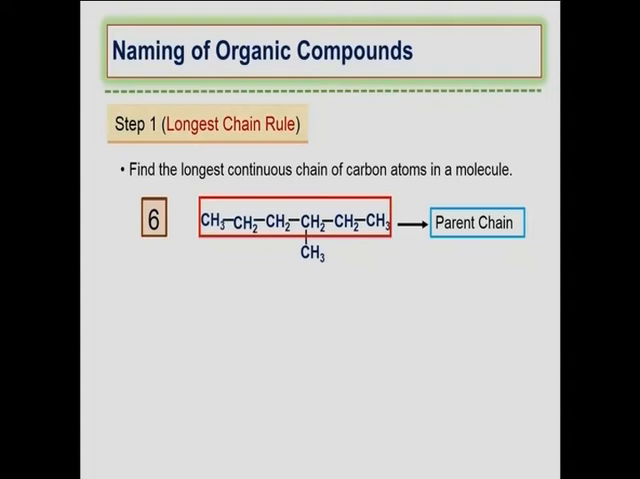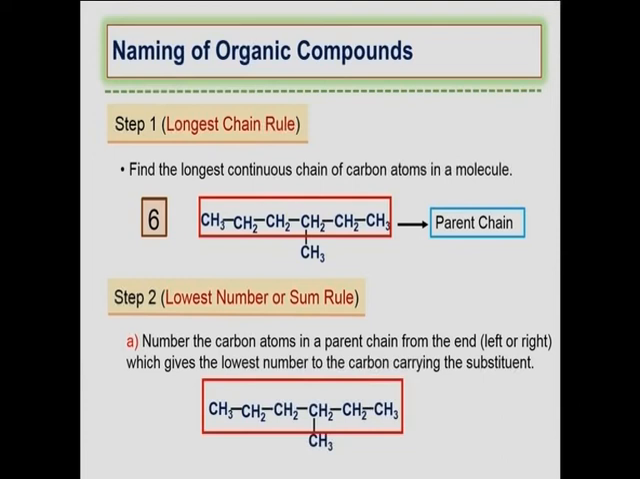So parent chain means the longest continuous carbon chain. And the next rule that we have is the lowest number rule, or we also call it the lowest sum rule. So here what we do is, once you identify the longest carbon chain, now you have to number the carbon atoms in the parent chain.